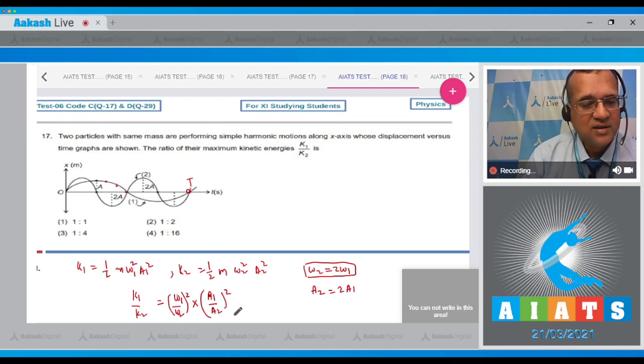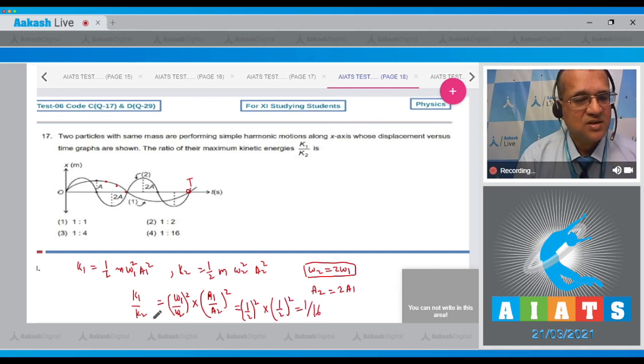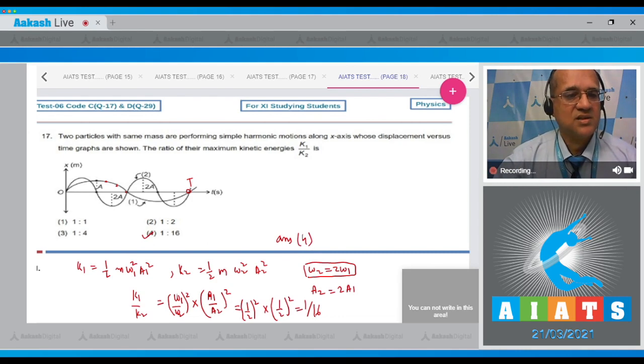So when you fill in, omega 1 by omega 2 is equal to 1 by 2, squared, into a1 by a2, which is again 1 by 2, squared. So this value becomes 1 upon 16. So the k1 by k2 ratio is 1:16, and option 4 is this one. So the correct answer is answer 4.